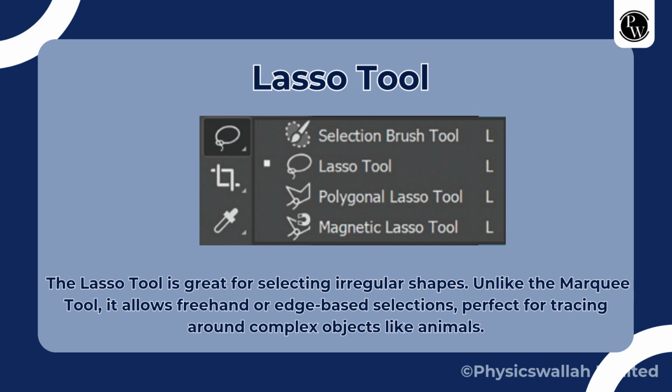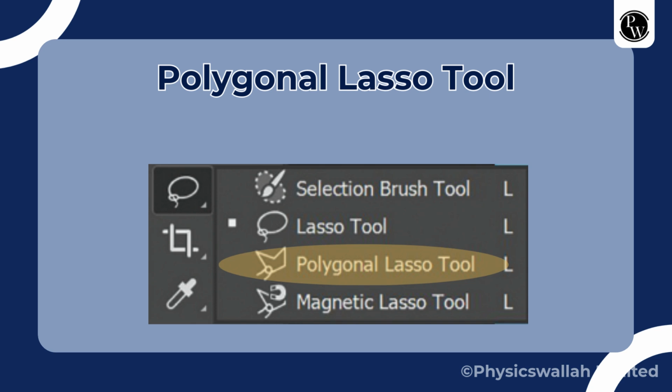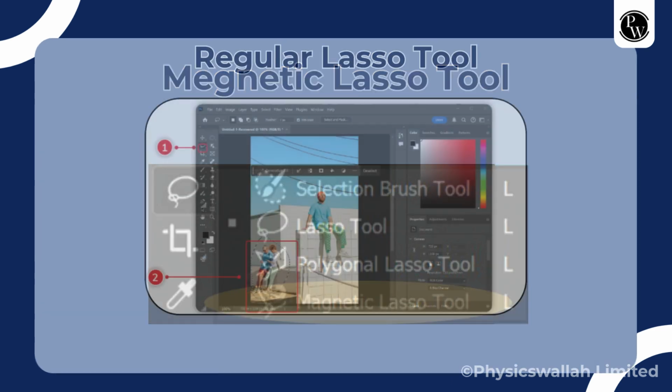Lasso tool. The Lasso tool is great for selecting irregular shapes. Unlike the Marquee tool, it allows freehand or edge-based selections, perfect for tracing around complex objects like animals. Types of Lasso tool. Regular Lasso tool draws freehand selections. Polygonal Lasso tool creates straight edge selections by clicking to set anchor points. Magnetic Lasso tool snaps to the edges of objects based on color contrast.